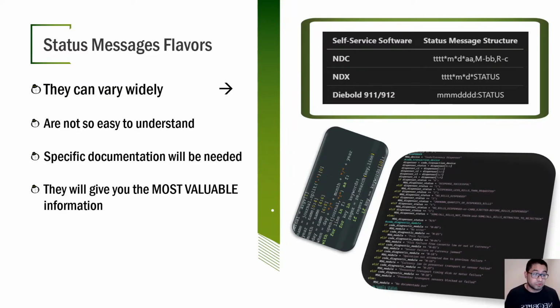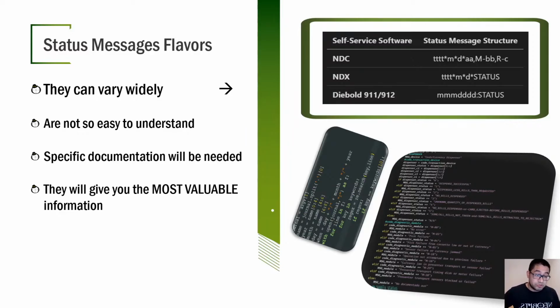So, for example, some of the flavors that we have are NDC, NDX, and the Diebold 911 and 912. As we can see here, for example, the NDX will compose the M and the R errors in just this status. The Diebold 911, 912 will not have that identifier at the beginning. So the status messages can vary widely. They are not so easy to understand. They are not so easy to parse. You will need specific documentation for that specific self-service software.